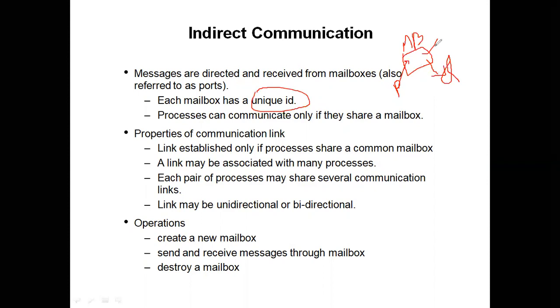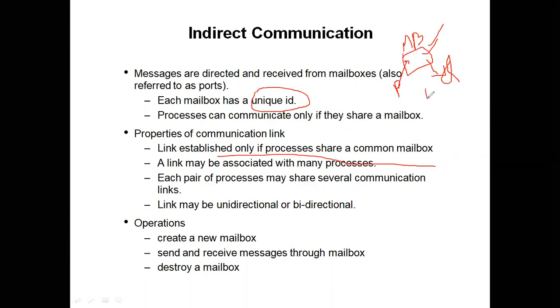Now P and Q can communicate only if they have a shared mailbox between them. So every process cannot communicate with each other. Only those processes which have a shared mailbox can communicate with each other. So what are the properties of this link established? The link is established only if processes share a common mailbox. If two processes are not sharing a mailbox, there is no link between them. So whenever a process wants to communicate with another process, it has to create a shared mailbox and hence establish the link.